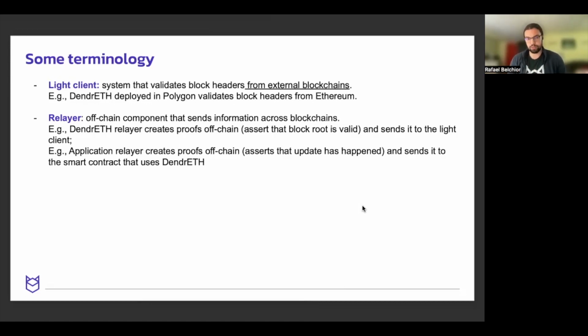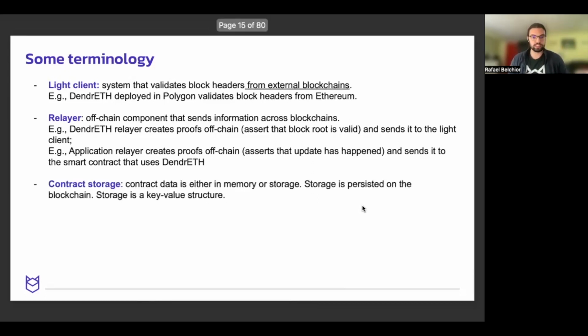So in our example, we'll have the Dendrith relayer that creates proofs off-chain and sends them to the light client, verified on-chain. And we'll have an application relayer that creates proofs off-chain, namely Merkle proofs, and sends them to the smart contract using Dendrith. Two relayers.